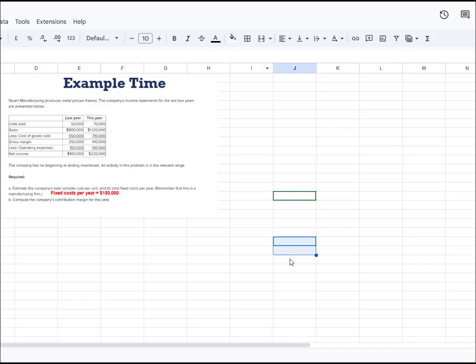All right, so we have our example right here where we have Stewart Manufacturing producing metal frames. The company's income statements for the past 2 years are as follows, last year and this year. We are told to please compute the company's contribution margin, knowing that the fixed costs per year are 150,000.